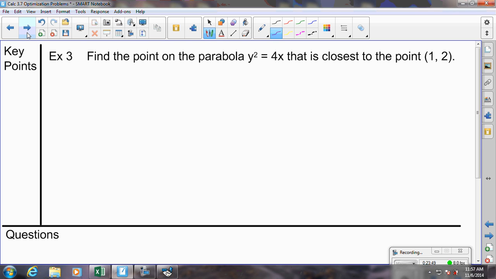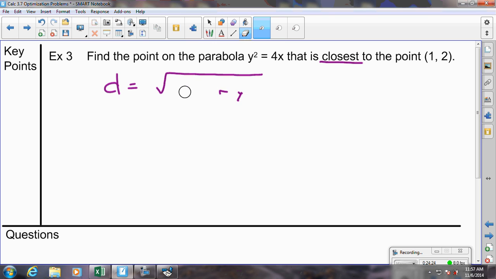Find the point on the parabola that is closest to the point (1, 2). Okay, so what's going on in the problem? Closest is talking about distance. How do you get distance in the plane? Distance, we know, is basically the Pythagorean theorem, or more specifically, the distance formula.